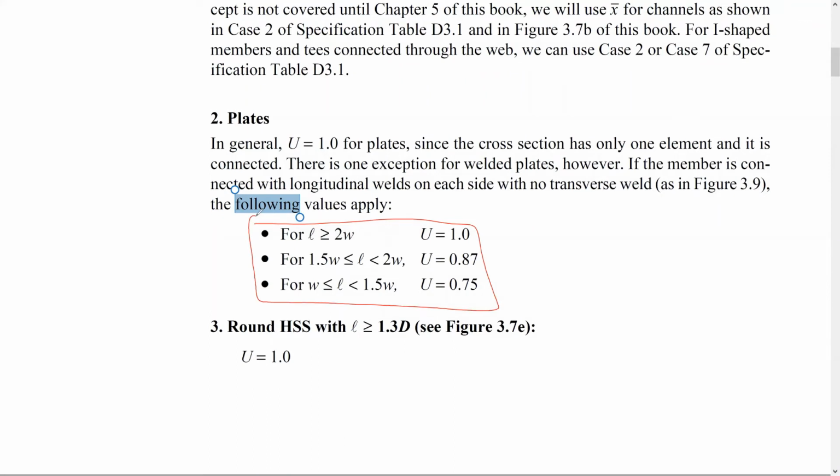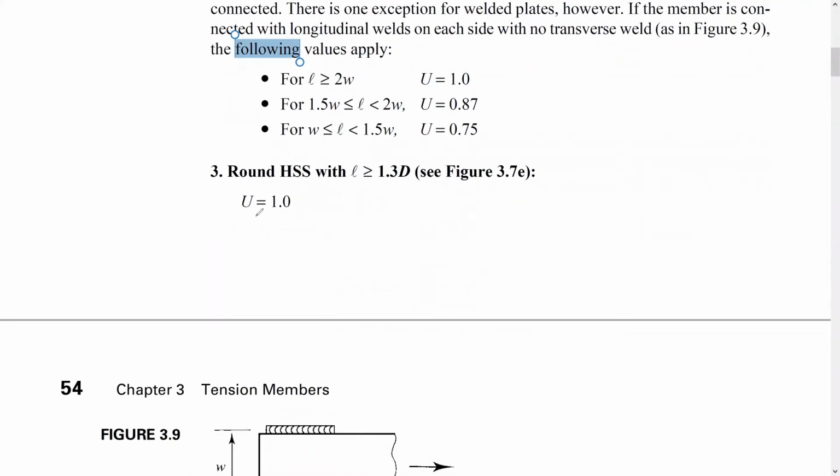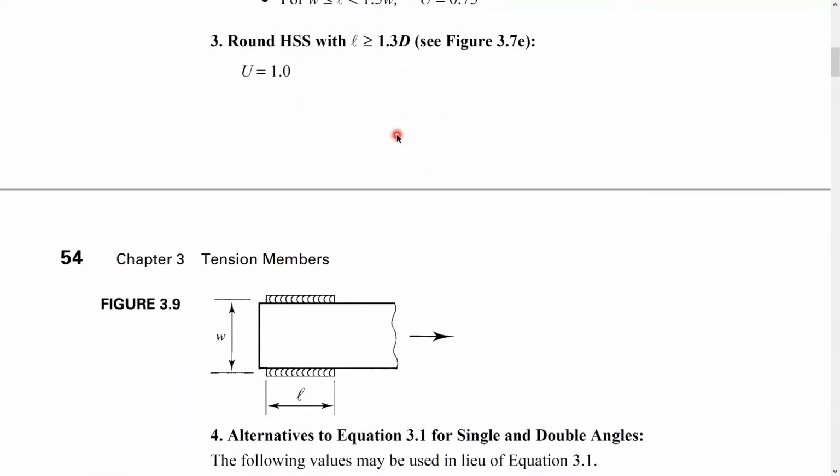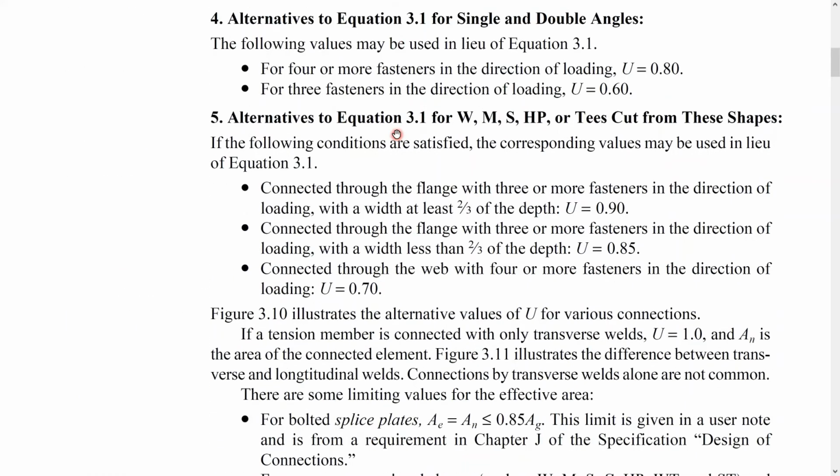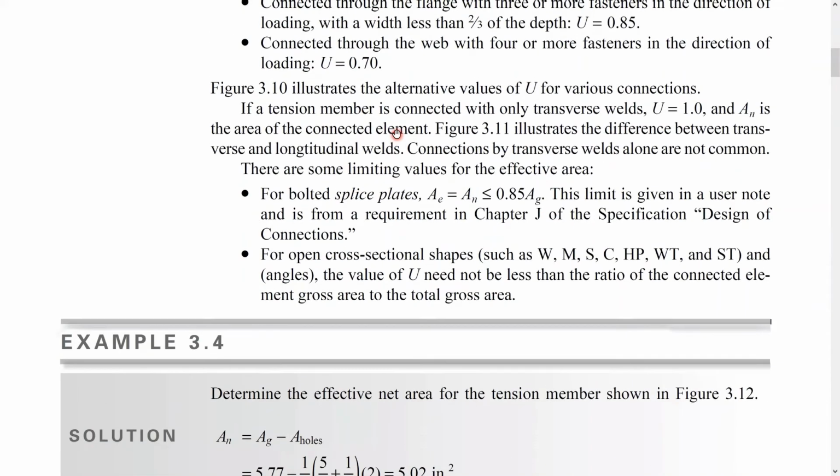This is going to be okay. So it's either going to be given to you in the exam, or you can, let's say, find it easily using the equation, which is U equals 1 minus X bar divided by L, where L is the length of connection. Okay. For different cases here, we do have round HSS, when the length of connection is greater than or equal to 1.3 D, where D is the diameter. There are many cases. I would recommend you to read all of these cases.